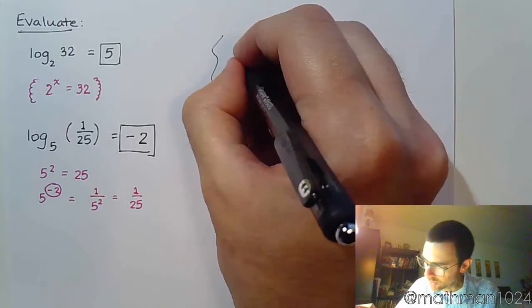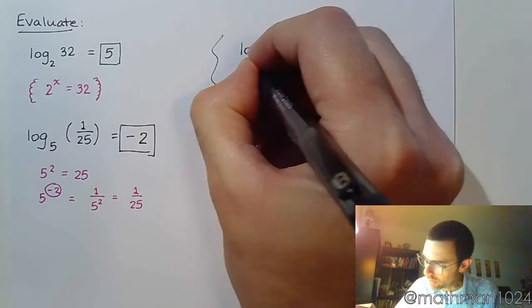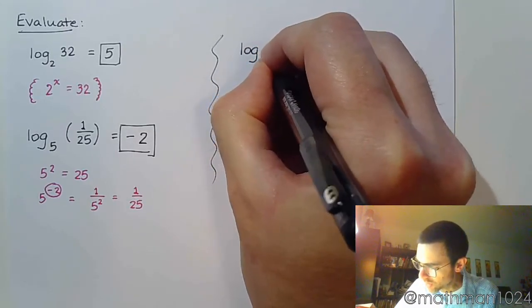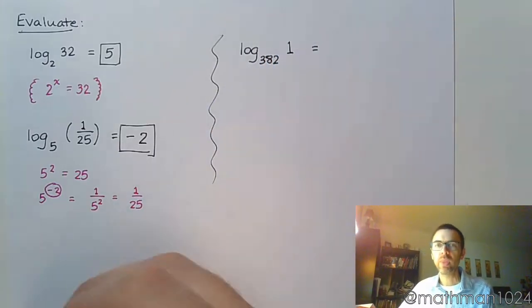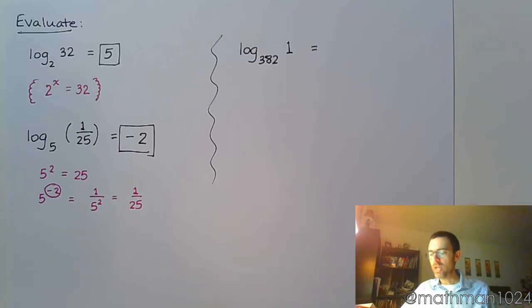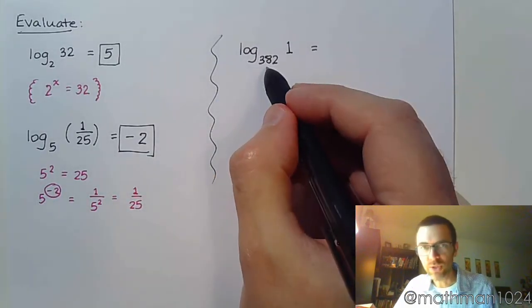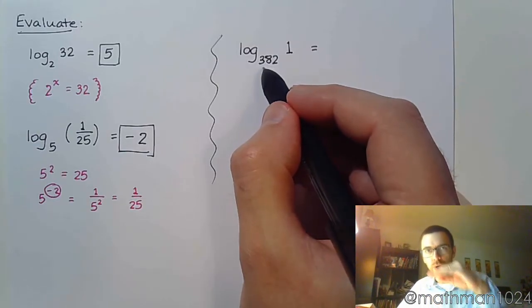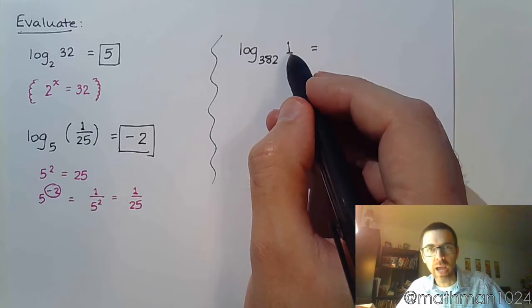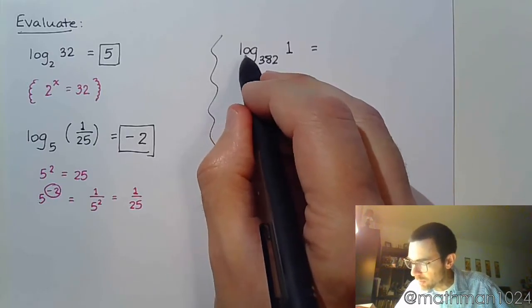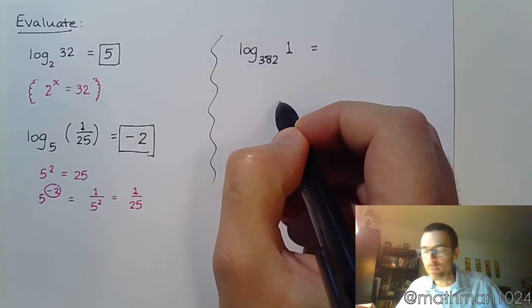A couple other quick ones over here. If I have log base 382 of 1. Now something I haven't quite mentioned just yet is how we write our logarithms. Please understand that this is going to be a subscript, so it's going to be just below that baseline for how you write. And this is not a power. This is on the same line as that logarithm.